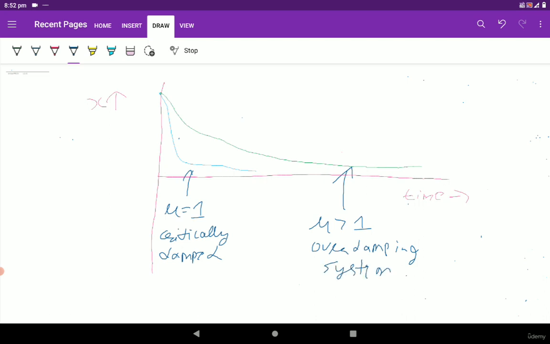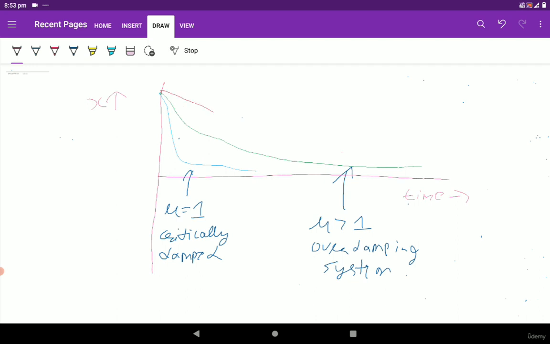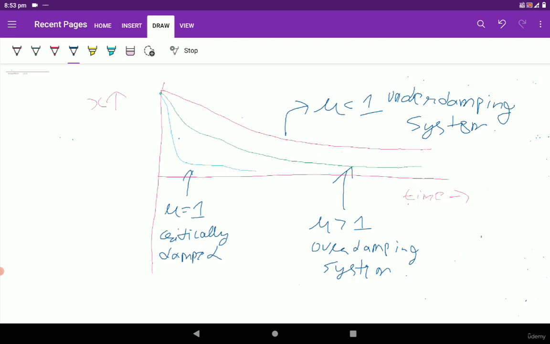And the last plot is for when the damping factor is less than 1. The plot will look something like this, and it is called an underdamped system. So this marks the end of this section and this lecture.